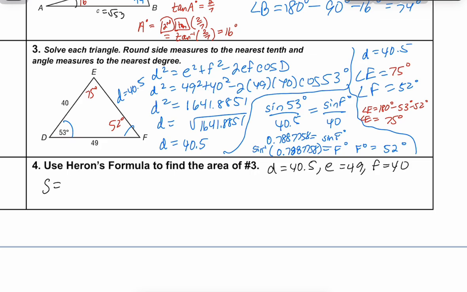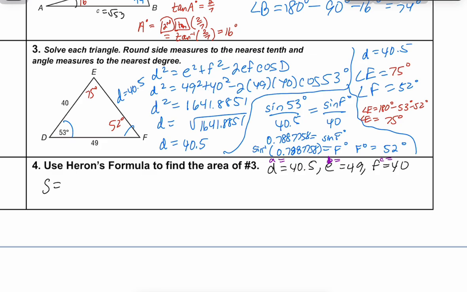And if you want to call those A, B, and C, it does not matter what you call the sides of your triangle. You can substitute A, B, C for D, E, F, or any letters that you want. So if you like calling it A, B, C, so it fits the formula profile a little nicer, we're going to make A 40.5, B is 49, and C is the 40. Just go alphabetical. That's what I usually do.